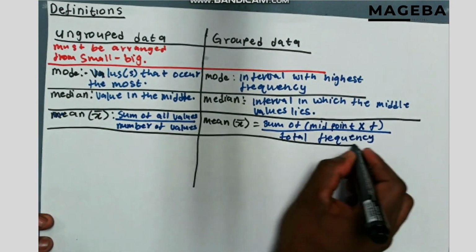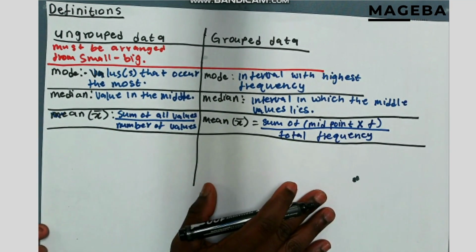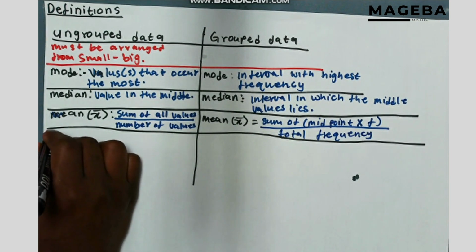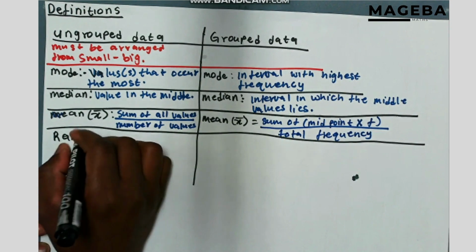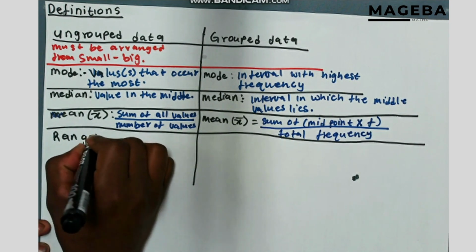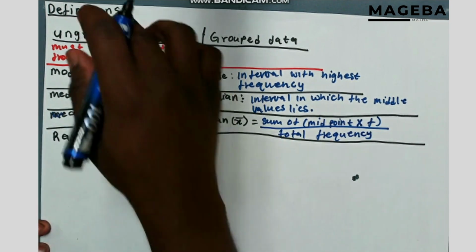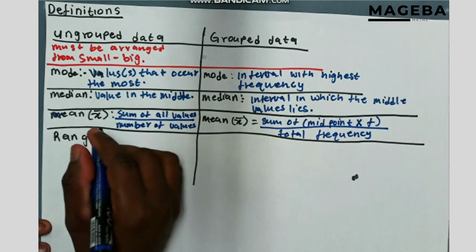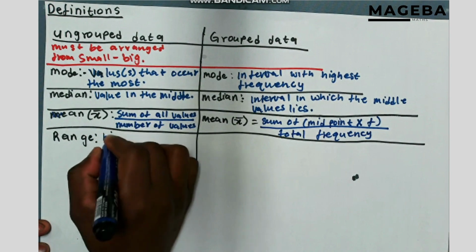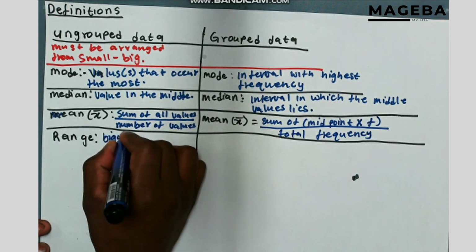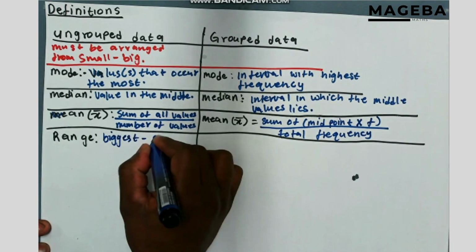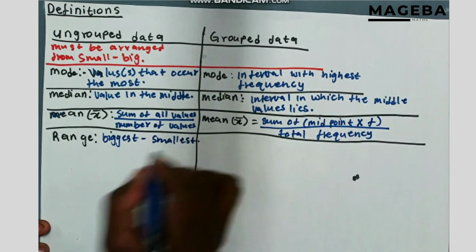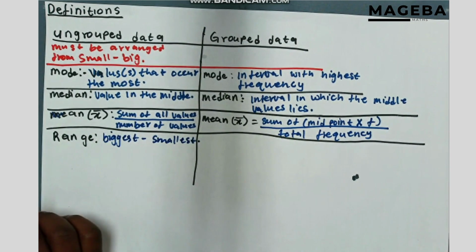And now we are going to go to the range. The range is the same between grouped and ungrouped data. It's the same thing. It's just the biggest minus the smallest, the maximum minus the minimum. It's the same for both.